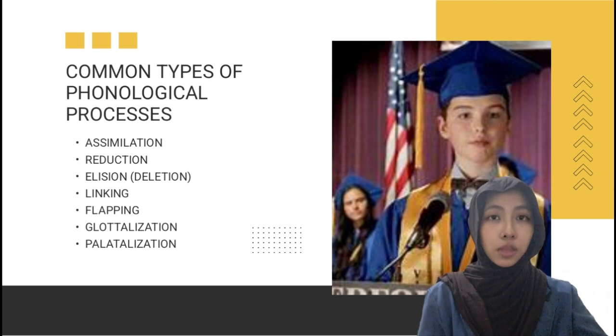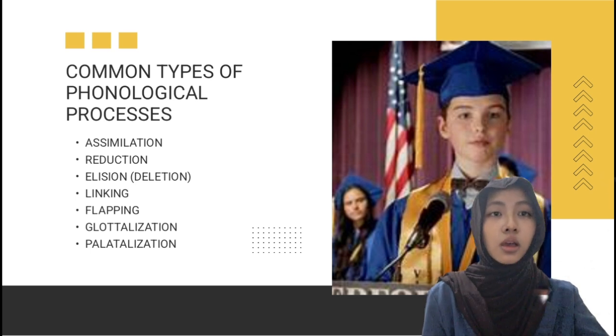And then the fifth is flapping. Flapping usually occurs in American English when the t sound is pronounced like a soft d sound. And then the sixth, glottalization, and this process uses a glottal stop instead of certain consonant sounds. And the last one is palatalization. Palatalization happens when a sound changes because of the influence of the y sound or a palatal sound, and all these processes help make speech more natural and fluent.